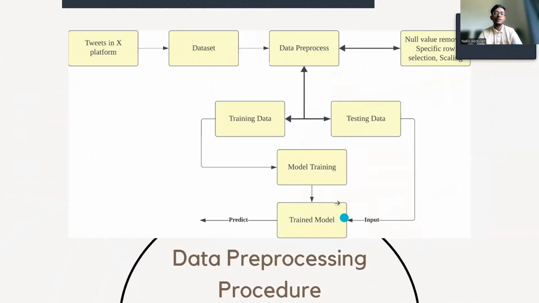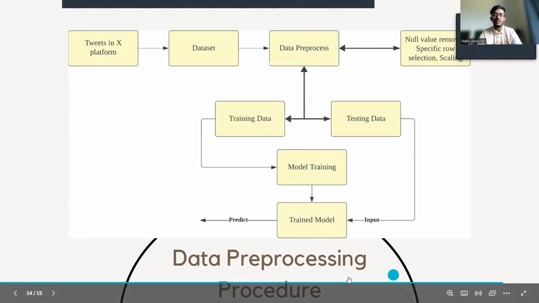Then data pre-processing procedure: tweets from X platform, then create a dataset, then data pre-processing by null value removal, tokenization, specific row selection, scaling, and then training and testing data, then model training, and then giving the testing data as input, the trained model will predict.